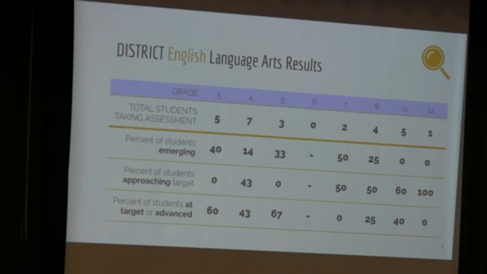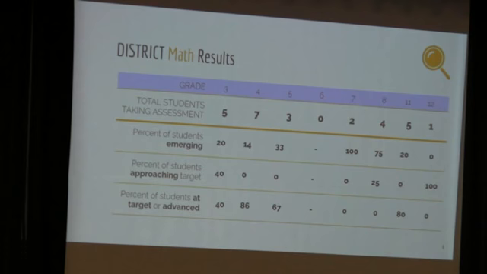Those are all the percentages you see across the top. 40% in 3rd grade were emerging, 14 in 4th, 33 in 5th, 50 in 7th, 25 in 8th. Then we were close to approaching, so they're getting towards target: in 4th grade, 43%, 7th grade, 50, 8th grade, 50, 11th grade, 60, and in 12th grade, 100% was approaching. And then advanced or target: 60% of the students in 3rd grade, 43% in 4th, 67 in 5th, 25 in 8th, and 40 in 11th.